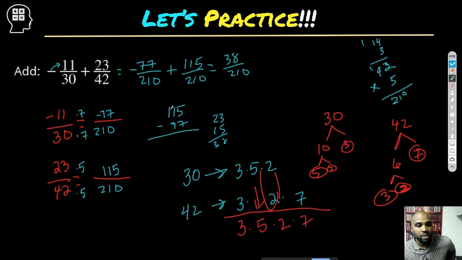So I usually like to add instead of subtract. It's just easier in my head than going through and trying to subtract. So just add up from 77 to 115. That's 23. Just want to make sure. And 15. Yeah. So 38 over 210.